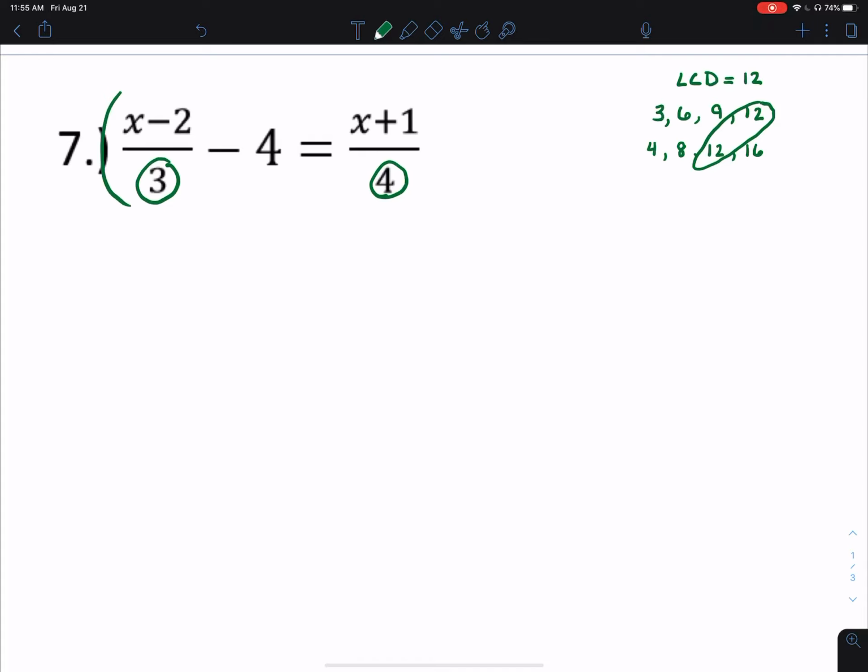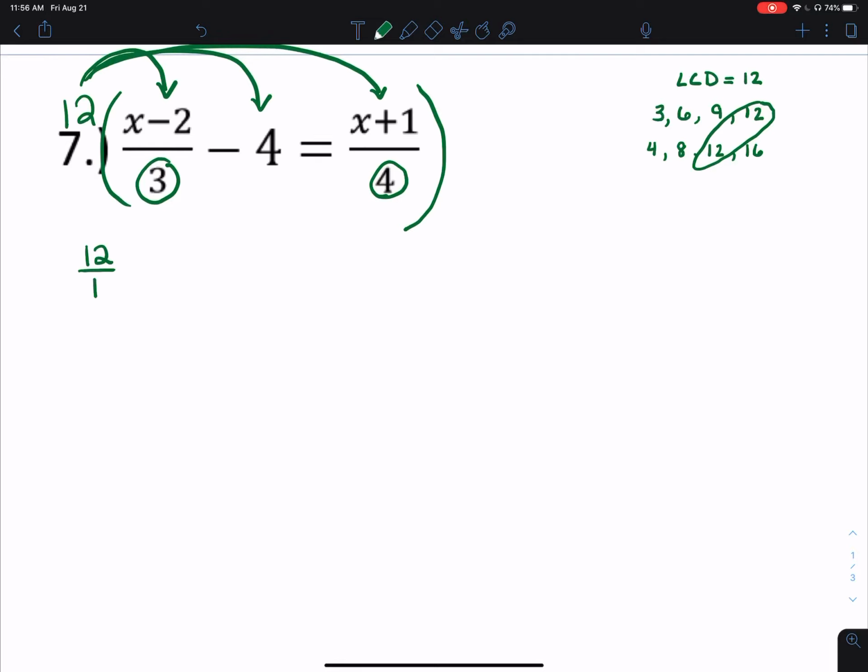So I'm going to take 12 and multiply it by this entire equation. Now some people can just do this in their head, where they'll take that 12 and distribute it to each term. I prefer to write out the multiplication to help prevent some arithmetic mistakes. And remember, when you're multiplying a whole number like 12 times a fraction, you can write it as a fraction by writing it as 12 over 1.